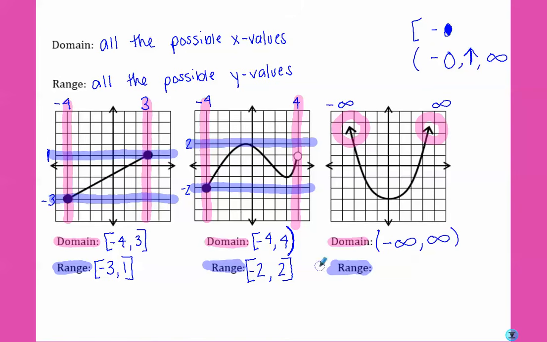Our range, when we look at the bottom, see the bottom there, and then at the top, we've got the arrows. So our bottom's at negative 3. We just said it's going to go up forever, so that's infinity. So our range would be negative 3 to infinity.